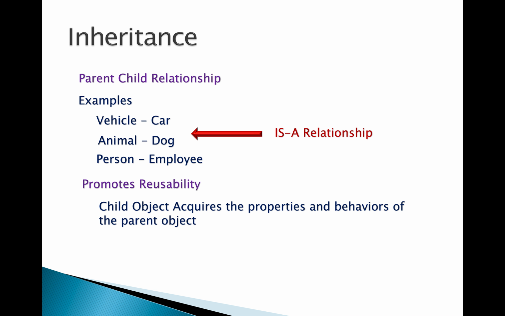Let's say when I say vehicle, it's a broader term. It can be any vehicle, but car is a specific type of vehicle. You can still drill down to say sedan car, which is a subtype of a car. So inheritance promotes reusability, where the child class acquires the properties and behaviors of the parent object.